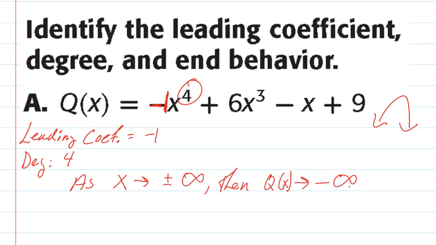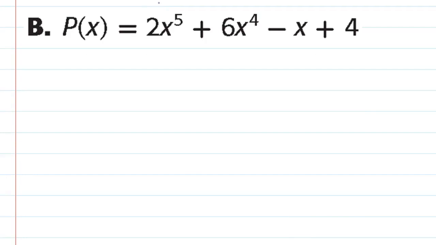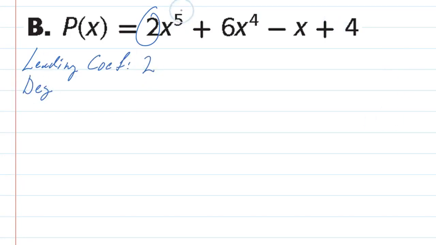pointing down. Here's another one. Again, our leading coefficient is the number in front because it's already in standard form. We have a 2. Our degree is the largest exponent, which is right here, and that is 5. Because 5 is an odd number, we know that our graph is going to be basically an x cubed graph. Now it's going to look a little different, but the ends are going to be an x cubed graph. Because the leading coefficient is a positive number, we know it's going to be a normal graph like this.